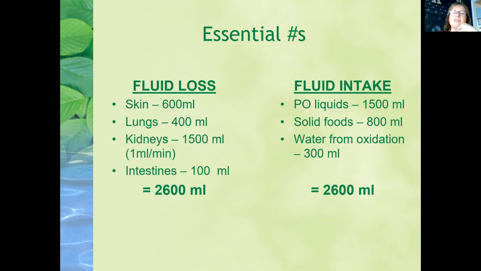And how do we take it in? Mostly, not surprisingly, from PO liquids, about 1,500 mils. From solid foods, another 800 mils. So we think of solids that have fluid within them, so an apple or vegetables or other even processed foods, so liquid within that. And also there's water from oxidation, and that's just roughly 300 mils. So you get roughly 2,600 out, 2,600 in, and our body maintains that balance that we know of as homeostasis, right? We constantly are balancing everything in our body to get to that steady state or that continuous similar state. And that happens with fluid intake and fluid loss as well.